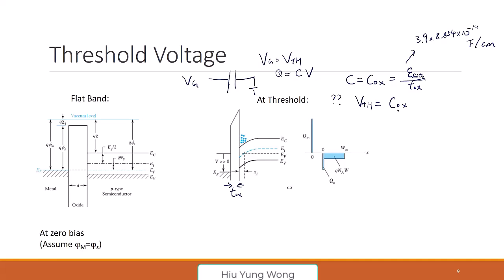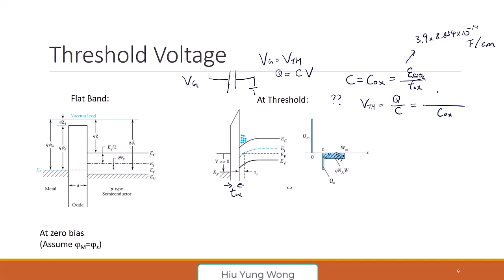Cox, sorry, let me do it again, right? So Q equal CV, so VTH equal to Q over C, is it? And then what is Q? Isn't Q just the charge here, the depletion charge, correct? Which makes it the maximum, right?